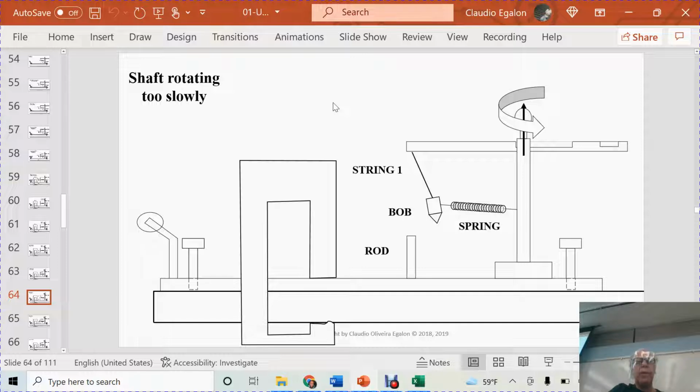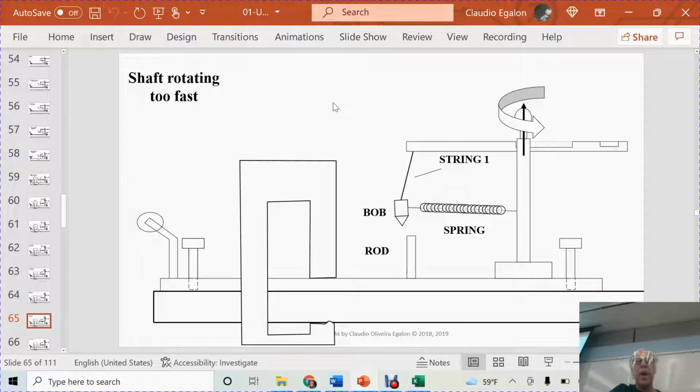If you are rotating too slowly, you should have something like that. Okay, the tip of the bob is not aligned with the tip of the rod. If it's too fast, it's all the way around. Either way, you may have a misalignment of the spring and the string.